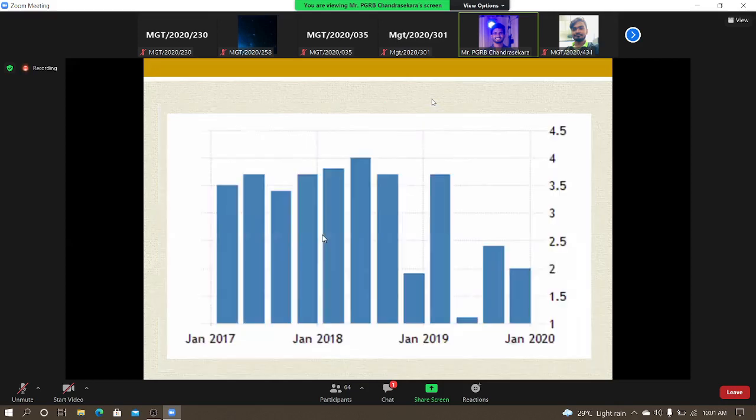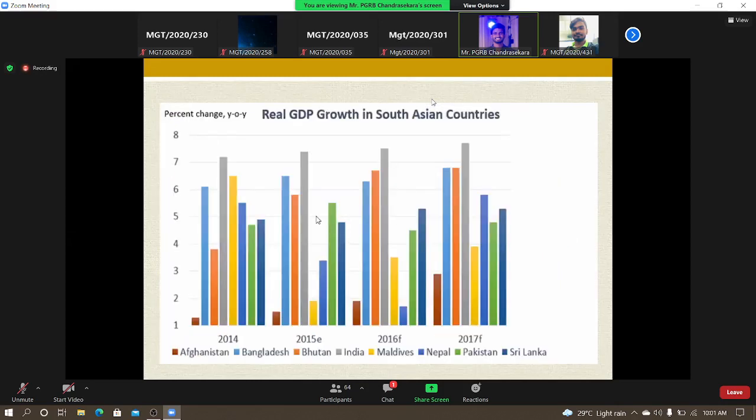Prefer these things. This is also quarter wise. And see, South Asian countries gross domestic product year wise, year wise in tabules.